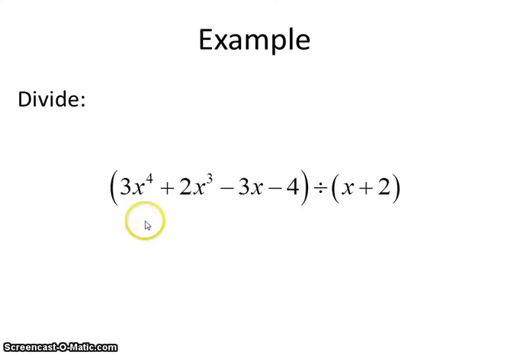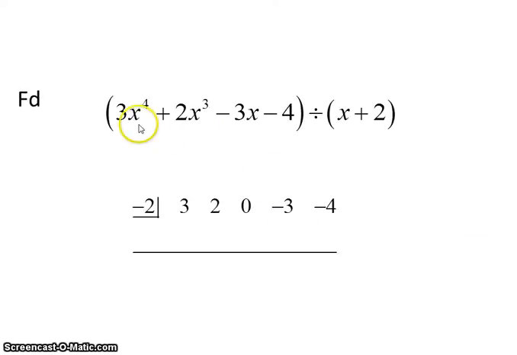So here's our example. We've got this polynomial, 3x to the fourth plus 2x cubed minus 3x minus 4, and we want to divide it by x plus 2. And we have to notice that there is no x squared term here. That is important. We're going to have to account for that. So we're going to make our table.